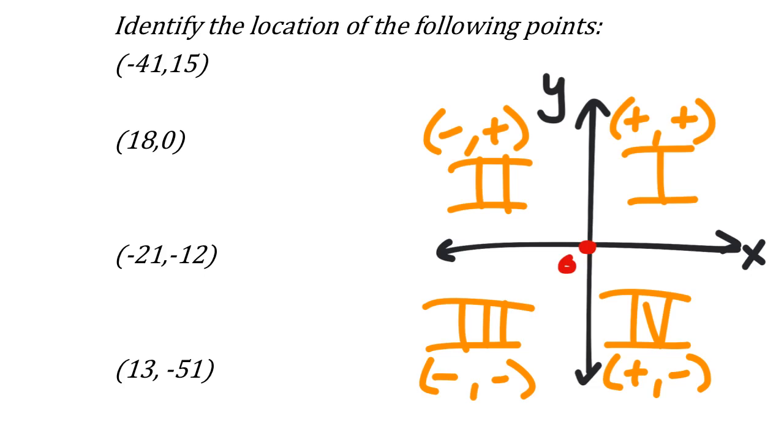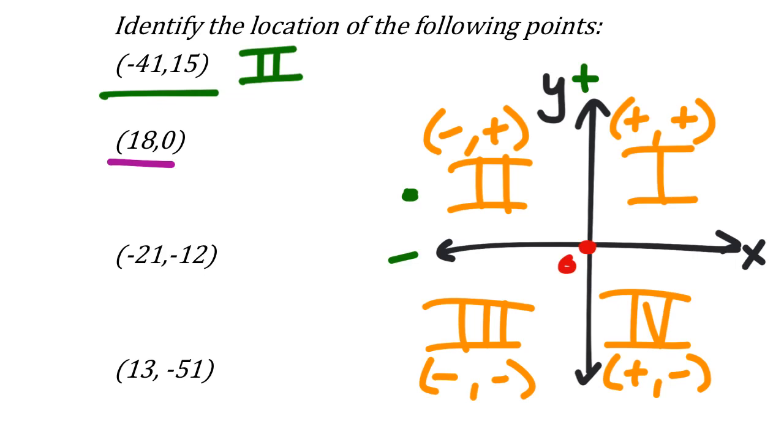So we can identify where these coordinate pairs would be on the graph. They don't have to be exact either, by the way. So like negative 41, 15. That's negative for x, but positive for y. So negative 41 for x, positive 15 for y, which means maybe it's somewhere in this area, showing that it's in quadrant 2. Right there.